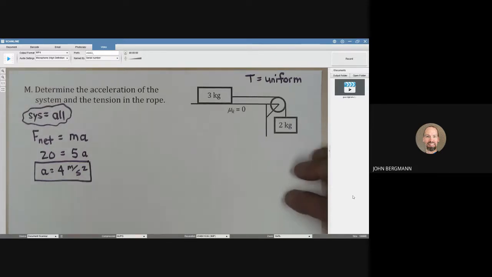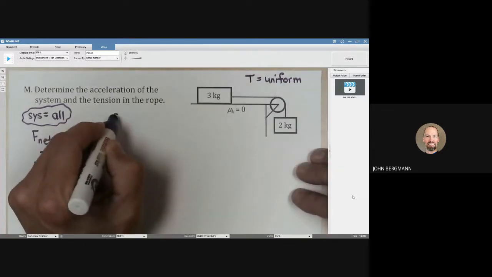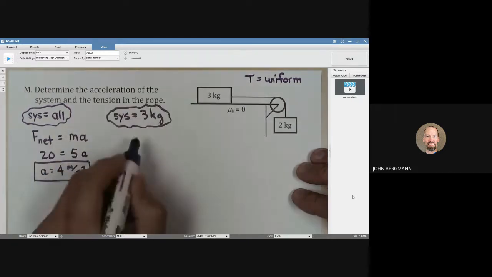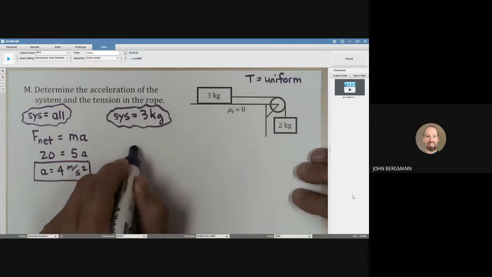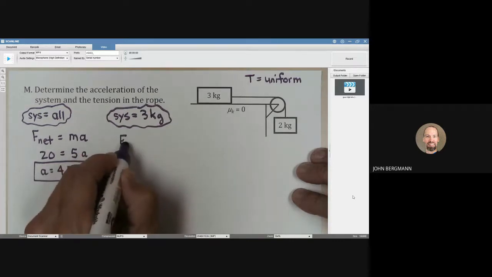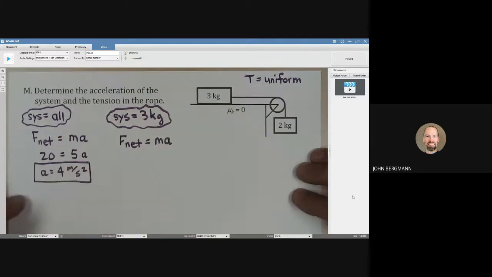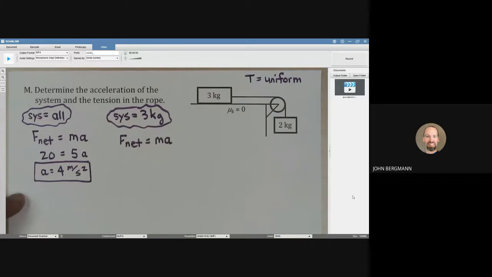Now, to find the tension, you cannot have the system be the whole thing. You have to break up the situation into this part of the system or that part of the system. So let's say that the system now is the 3 kilogram mass. And let's draw a free body diagram of that. No, you know what? Let's just take it shorter. Does Newton's second law apply to that system? Heck yes. Newton's second law applies to everything.